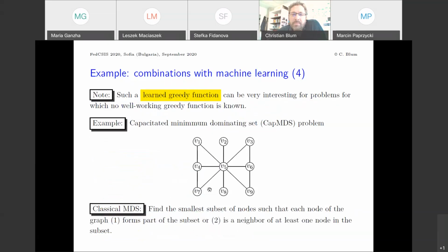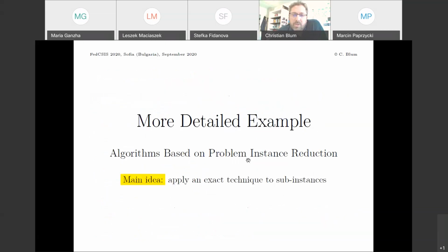Actually, we are also working with a PhD student on a system like that, for a problem called capacitated minimum dominating set. But I don't think I will go into this now. I will go to my main example. So I will jump over 2 slides and give you this main example of one branch of our work in the last 4 years: algorithms based on problem instance reduction.